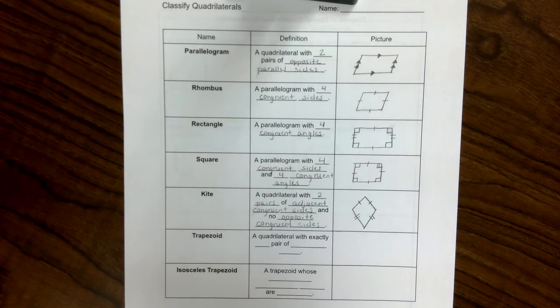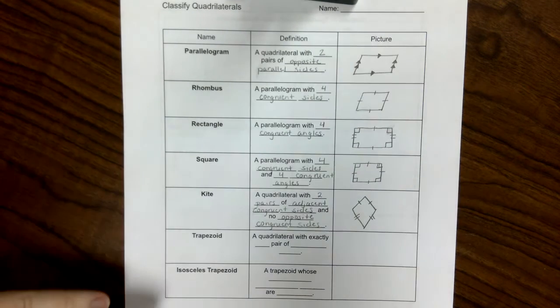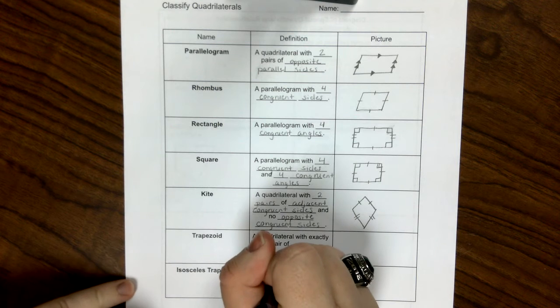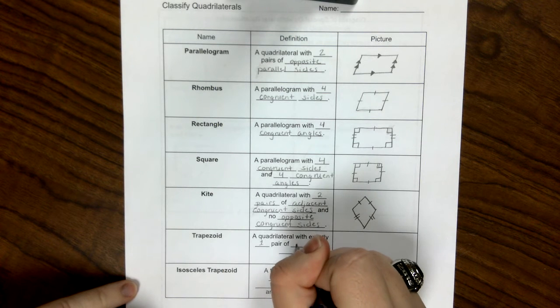So a trapezoid now, kind of what a trapezoid looks like. It is a quadrilateral with exactly one pair of parallel sides.